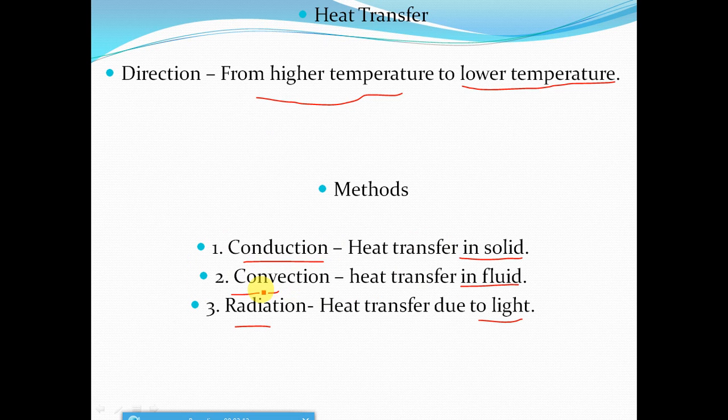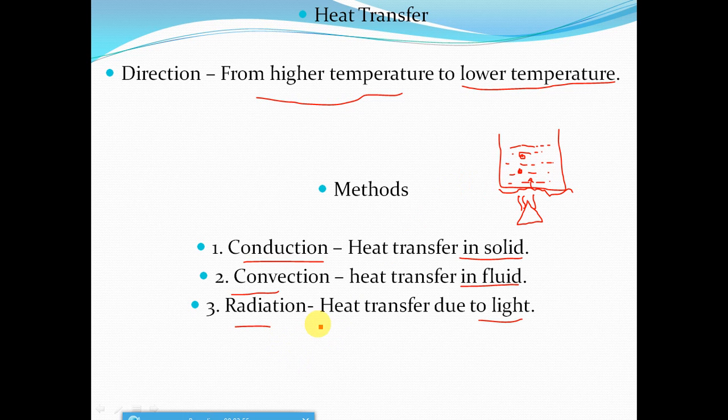And now convection: heat transfer in fluid. A simple example I am giving you here. Say this is one pot filled with water, and I am heating from this point. This is our stove. This is the flame. Initially this surface will be heated and heat will transfer from this solid to the liquid. In the liquid, if heat transfer is there, that is due to convection. Your water gets heated on your stove due to convection only. So heat transfer in fluid is called convection.